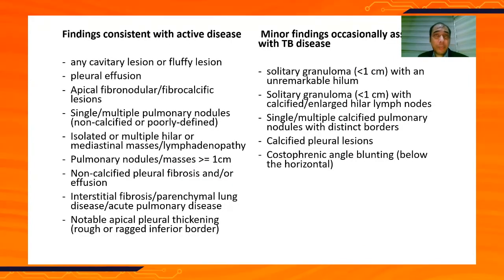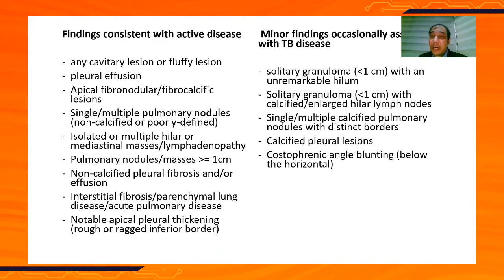Now, I'd like to list the abnormal chest findings which are consistent with active disease. As shown here, we have cavitary lesions, pleural effusion, apical fibronodular or fibrocalcific lesions, single or multiple pulmonary nodules which are non-calcified or poorly defined, isolated or multiple hilar or mediastinal masses, lymphadenopathy, pulmonary nodules or masses greater than or equal to 1 centimeter, non-calcified pleural fibrosis and/or effusion, interstitial fibrosis, parenchymal lung disease, acute pulmonary disease, and notable apical pleural thickening, which exhibits a rough or ragged inferior border.